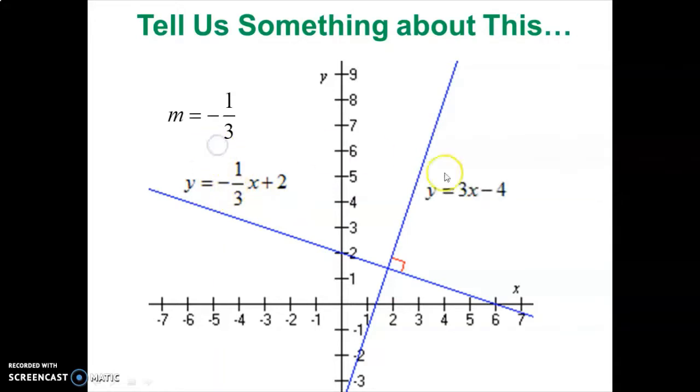Negative 1/3. Here is the slope of this one. What's the relationship between the slopes here? The slopes of normal lines have a negative reciprocal relationship. That means one slope is the negative reciprocal of the other. Reciprocal means flip the fraction over. Negative means you apply a negative sign. That's an important thing to know as we move forward.